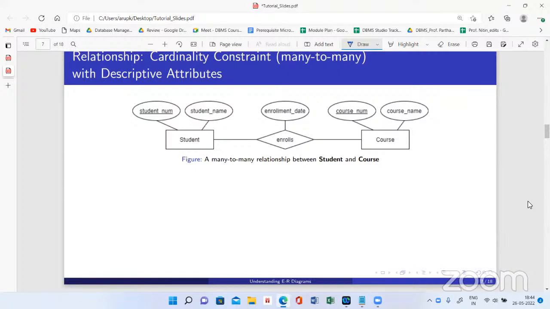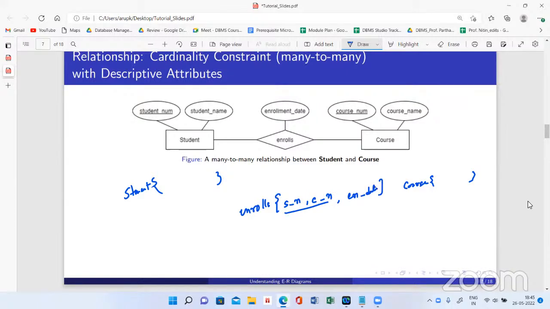So these 2 tables remain the same. It's the student table. I don't write it again, right? It remains absolutely the same. Now what will be changed? This enrolls table. So what will it have? The enrolls table will have the student number and course number, which are the composite key, and date, the enrollment date.